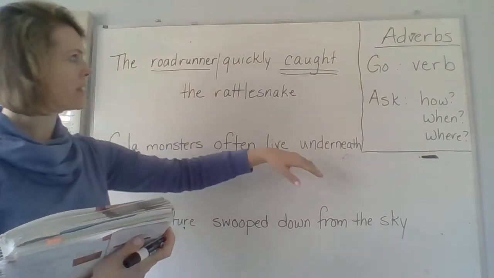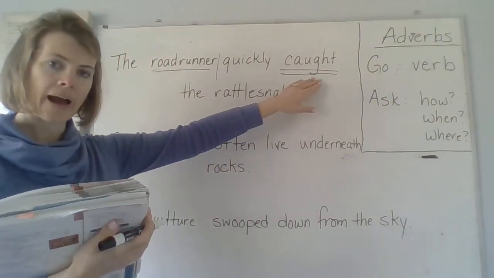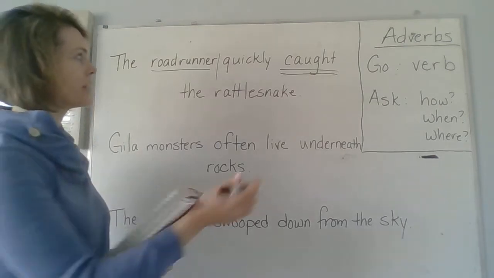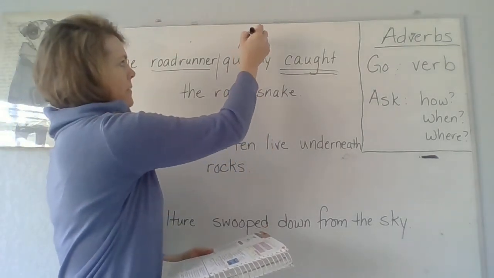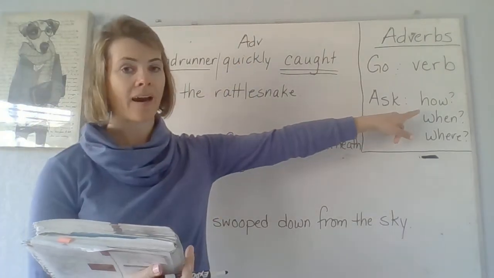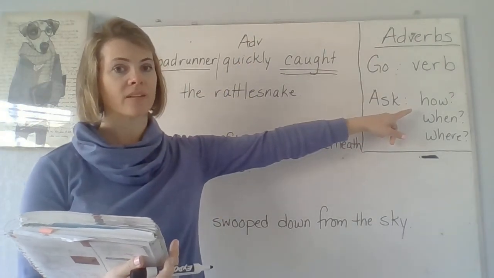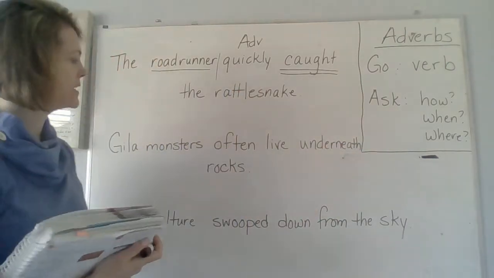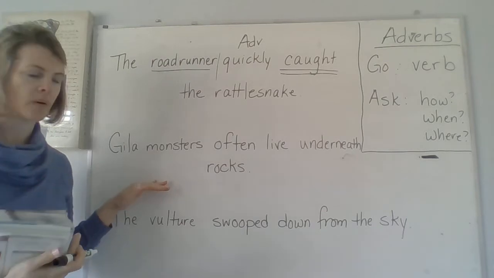Do you see an answer to that? Caught how? How did he catch it? He caught it quickly. This would be my adverb, quickly. It answers the question, how? How did he catch that rattlesnake? He caught it quickly. Let's try this one. Read it with me and ask the questions.